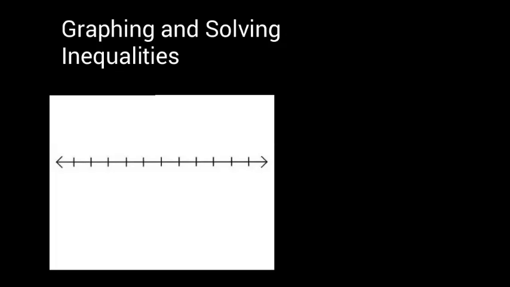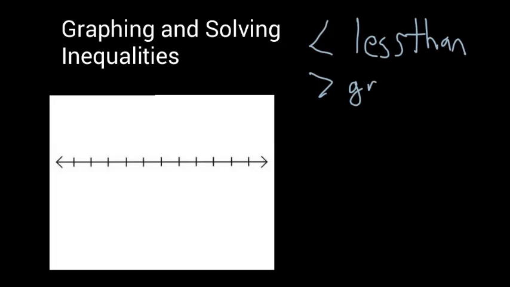Alright, today we're going to talk about graphing and solving inequalities. First, let's go over all the inequality signs. So we have the less than sign. And you need to be able to read inequalities both forwards and backwards. We have the greater than sign. We have the less than or equal to, and then the greater than or equal to. And those just have a line under them.